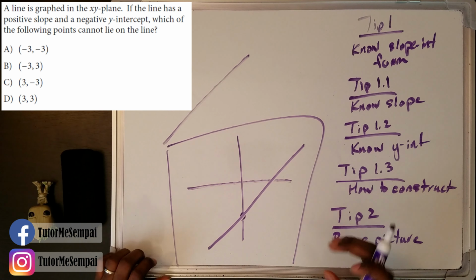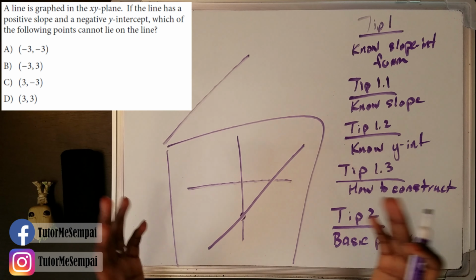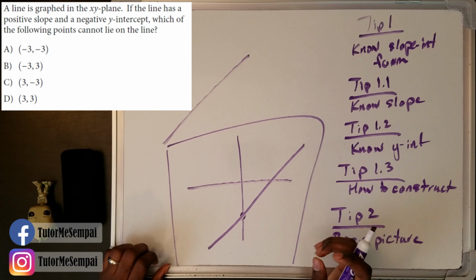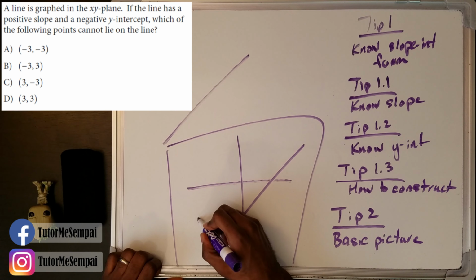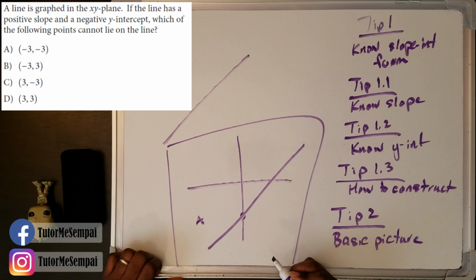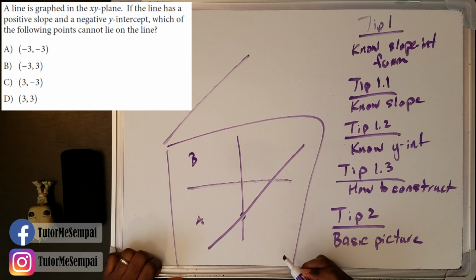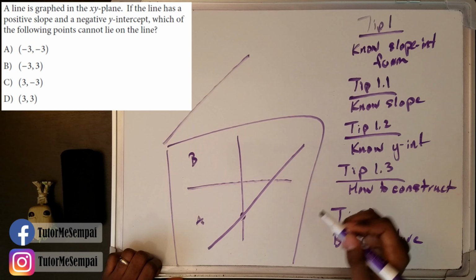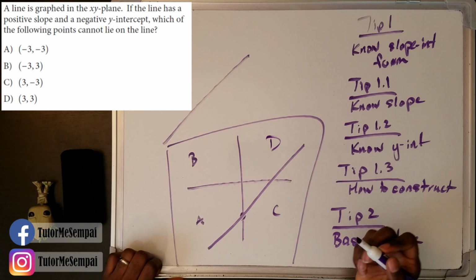And they're asking which of the points cannot be on this line. So just graph the points very generally and see which quadrants they're falling in. A is going to be -3, -3, so A is going to be somewhere in here. B is going to be -3, 3, so we're going to put B up here somewhere. C is going to be 3, -3, so C is going to be down here, and D is going to be 3, 3 up there.